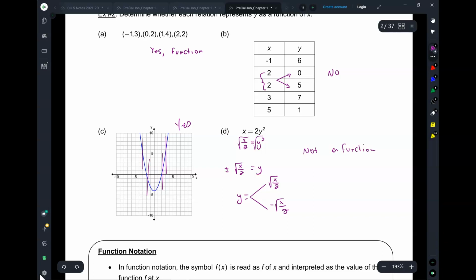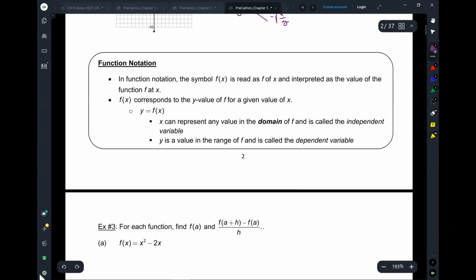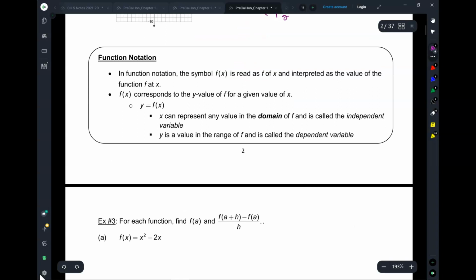Okay? All right. So that takes us to function notation. Function notation looks like this, right? And we read that as f of x. Okay? So when you have f of x, f is the name of the function.